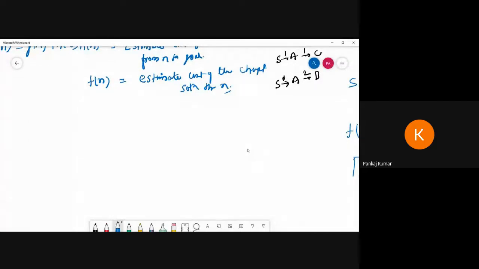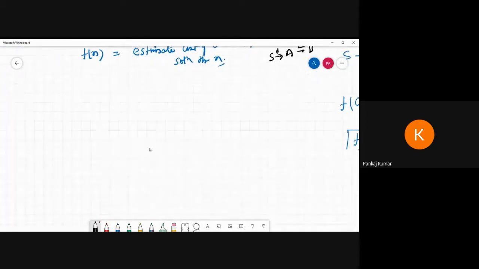So I'm going to draw that graph. Then you can take time and solve what is the estimated cost of this one. So it will be like S.